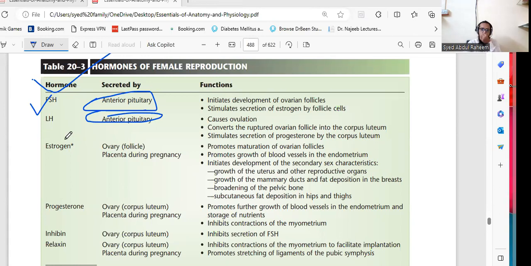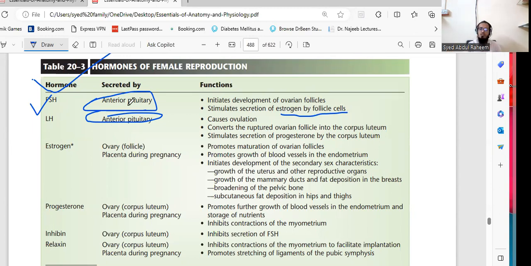Most of the hormones are secreted by the anterior pituitary gland. So we have FSH. FSH will stimulate the ovarian follicles, and it also stimulates estrogen production by follicle cells. So the pituitary gland releases FSH, and FSH has two works, ovarian work and estrogen work. You have to remember that.